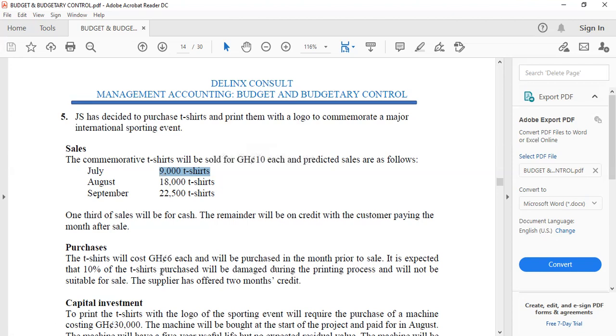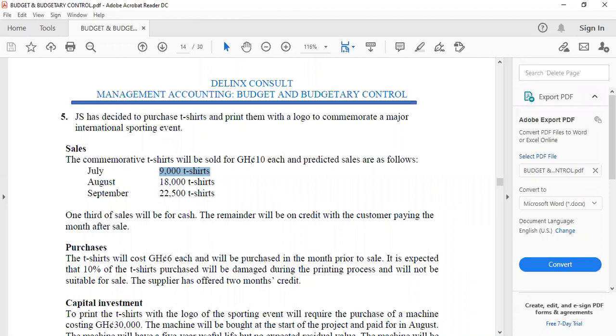10% of the t-shirts purchased will be damaged during the printing process. It means that those that come out, the 9,000, were not the actual production. The actual production was 9,000 plus 10% of the actual production, but the 10% was declared to be what? Damaged. So these are the ones left. So the 9,000 over here represents which percentage?